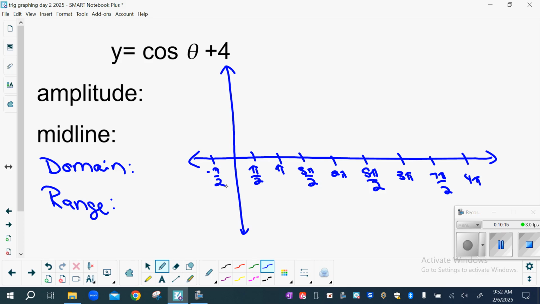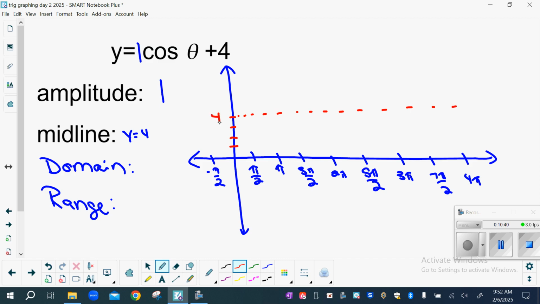So okay, here we go. We're ready to start. Our amplitude is 1. That's how much we're rising and lowering. Our amplitude is 1, but our midline is new. It is y equals 4, right? So we're going to go to y equals 4. 1, 2, 3, 4. Put our dotted line in there. That's our new middle place.